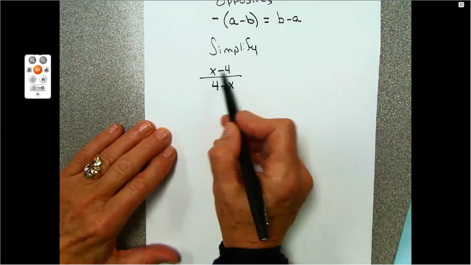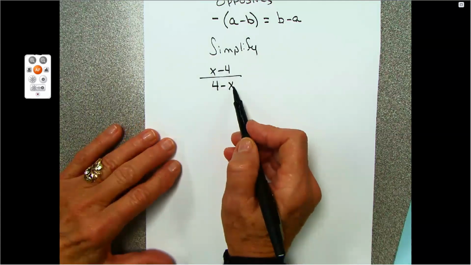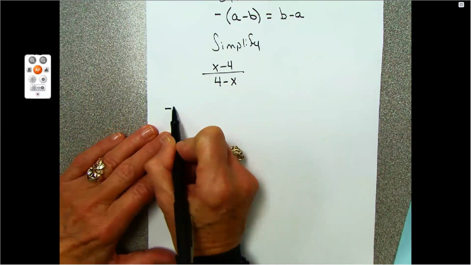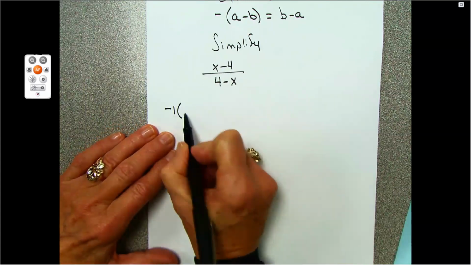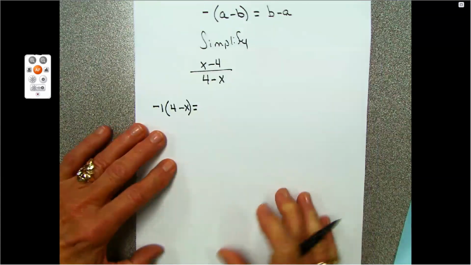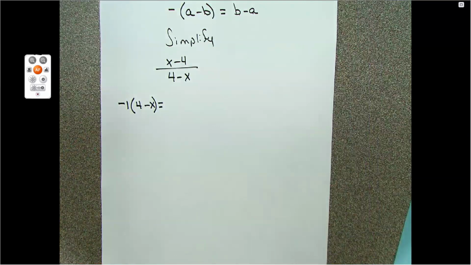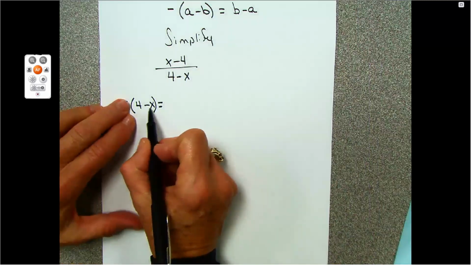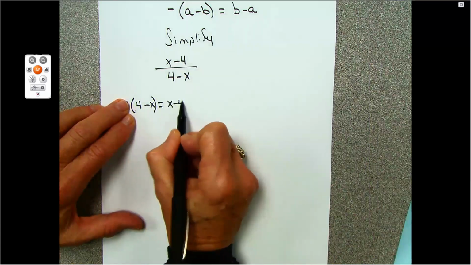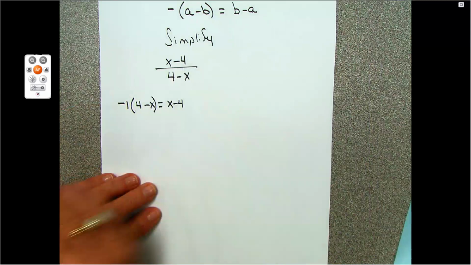So I see an x and a 4 and a 4 and an x. That makes me think, could I factor a negative 1 times 4 minus x? A negative 1 times 4 minus x is, I'm going to change the sign of each of these terms, x minus 4, which is my numerator.